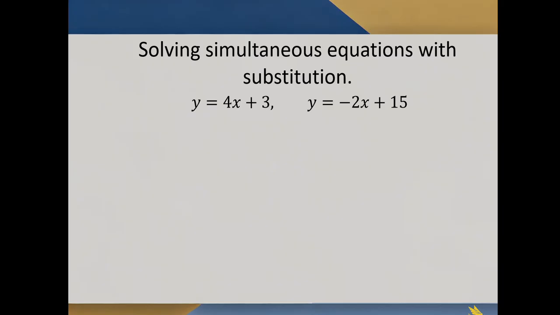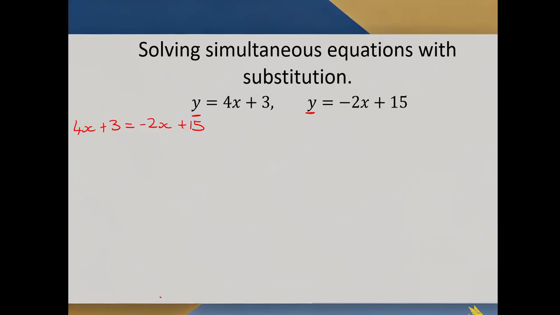So let's start off. The first thing I'm going to do is look at the y. Both here and here, we can see that they are already both equal to y. So that tells me that I'm able to go 4x plus 3 is equal to negative 2x plus 15. I can make them equal to each other because they have a shared y value, which means I can find that shared x value.